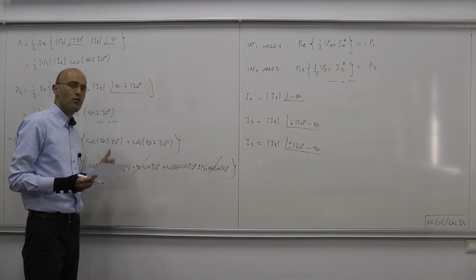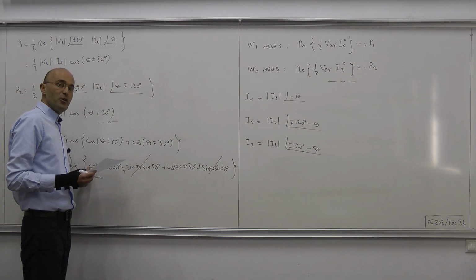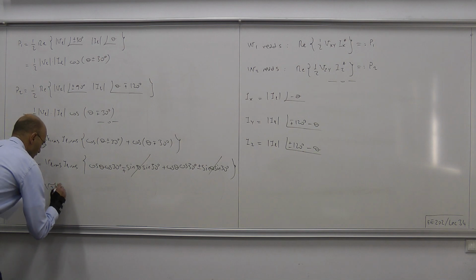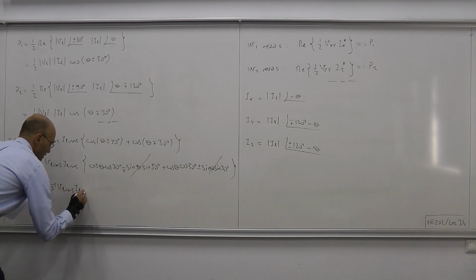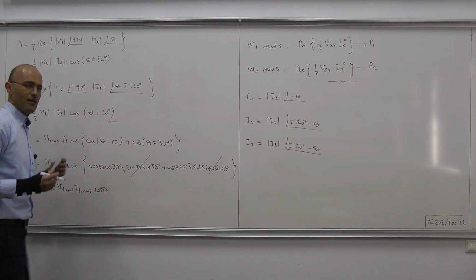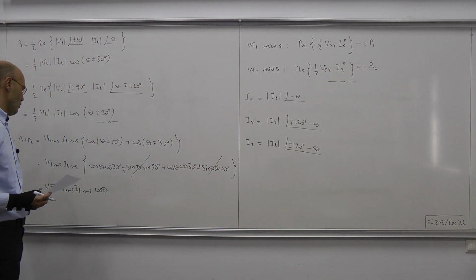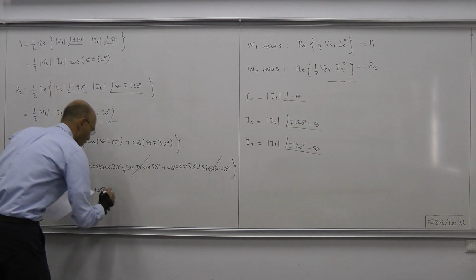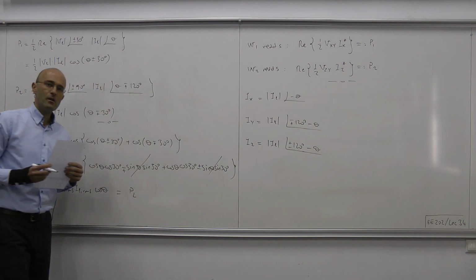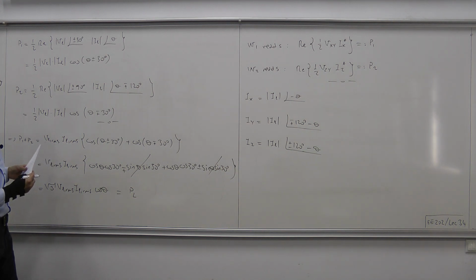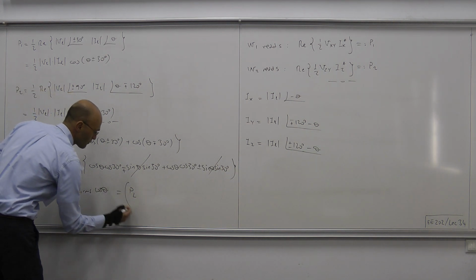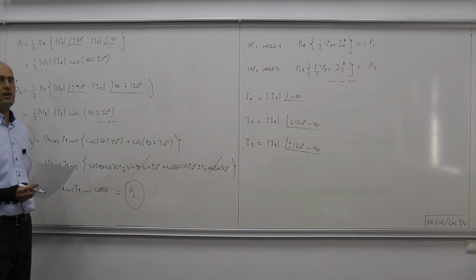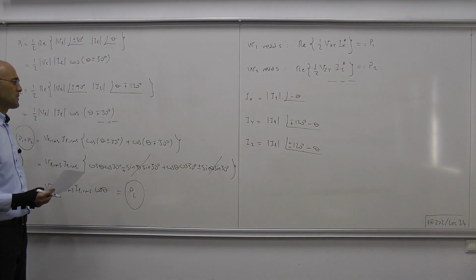Now what's cosine 30? Cosine 30 is square root of 3 over 2. That's multiplied by 2, so that produces square root of 3. And we have square root of 3 times V line RMS I line RMS times cosine theta, which is the power factor of the load. And we immediately recognize this expression here. It's no other than the real power absorbed by the load. Therefore P1 plus P2, regardless of the sequencing, always will produce the real power consumed by the load. So that's a very nice outcome.